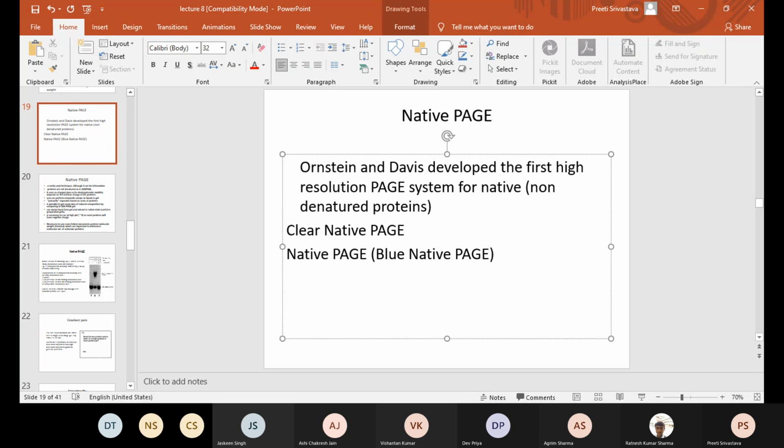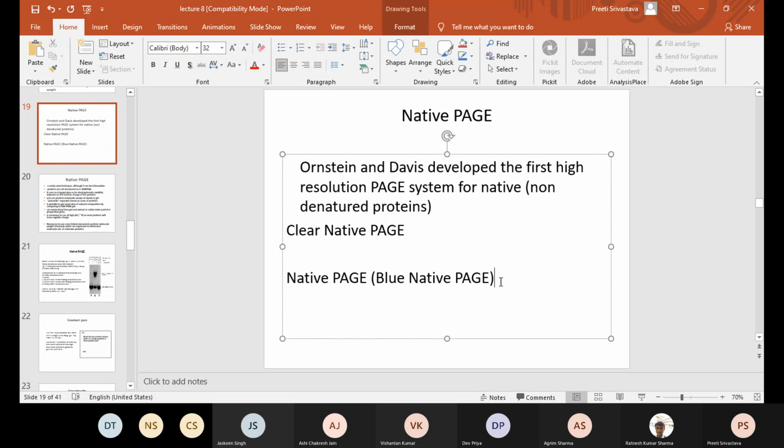For example, many proteins exist as oligomers, some as monomers, some as dimers, some as octamers. So you can separate the octameric form of the protein by native PAGE. You can separate the hexameric form of the protein by native PAGE. That means you can determine the conformation of the protein. But over the years, people realized that clear native PAGE gives us the conformation, but it doesn't give the best resolution. So therefore, like Ratnesh was asking, why do we not use Coomassie Brilliant Blue?